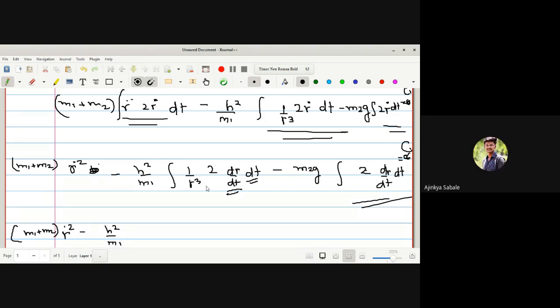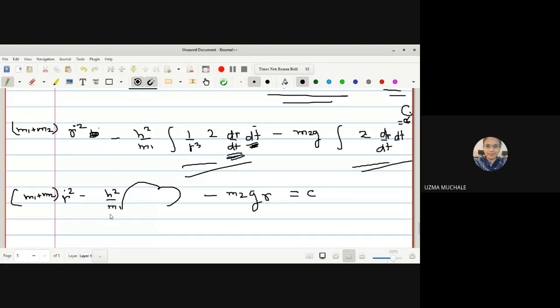How to evaluate the integration? 2 upon r cube, dr dt will get cancelled. Integration of derivative with respect to same term, minus m2 g. Again here integration of derivative with respect to same term. I can write this as m2 g r is equal to some constant c. Everyone tell me and directly write it here. Okay, let us put this as homework.